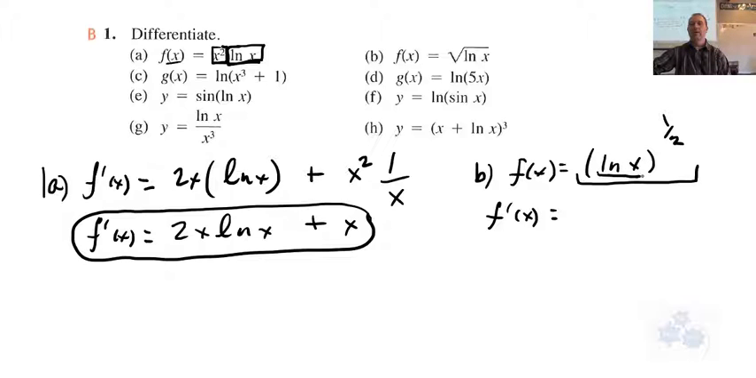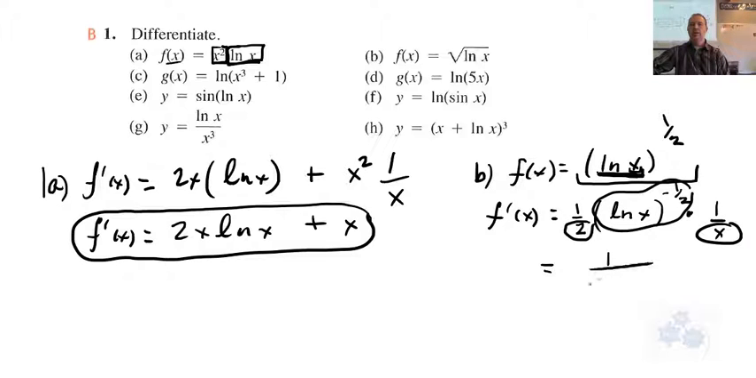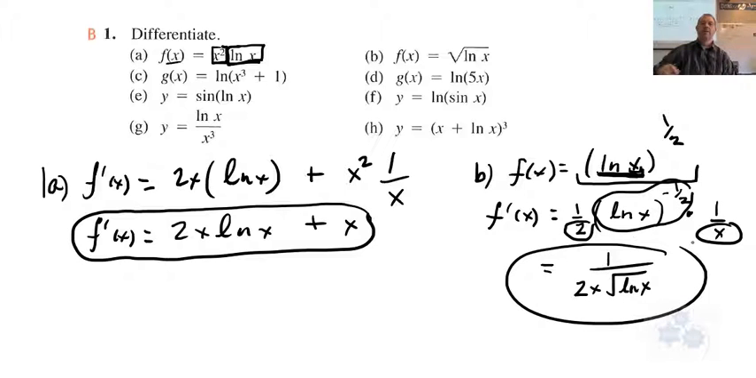And then the inside layer is ln of x. And then a third layer would be just x, but as soon as you get down to x, you don't really count that as a layer. So this is going to be 1/2 times, you don't change anything inside, to the power of negative 1/2. This is just power rule so far, times the derivative of ln of x, which is 1 over x. So when this is all simplified, this is in the denominator, this is in the denominator, this is in the denominator. So you have 1 over 2x root ln of x. Questions?